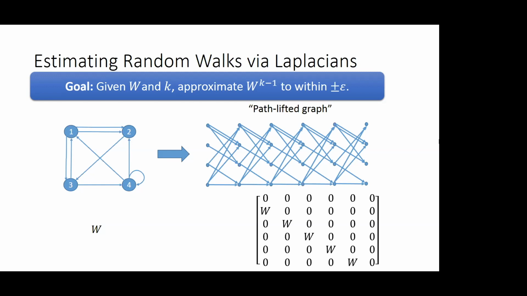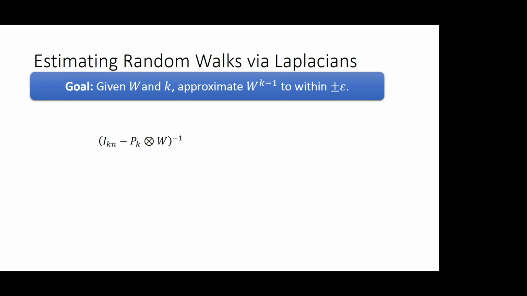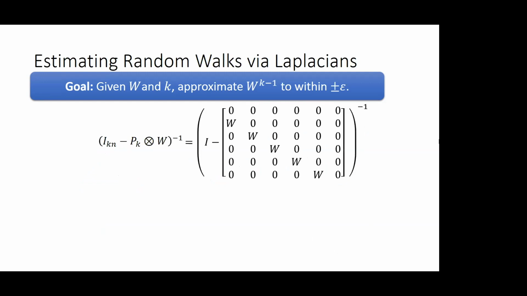And this is a pretty nice matrix. It can be viewed as a tensor product, where you just tensor the walk matrix with the adjacency matrix of the path of length K. And as you might expect from nice matrices, it has a nice inverse that you can actually just write down in closed form, at least symbolically in terms of W.